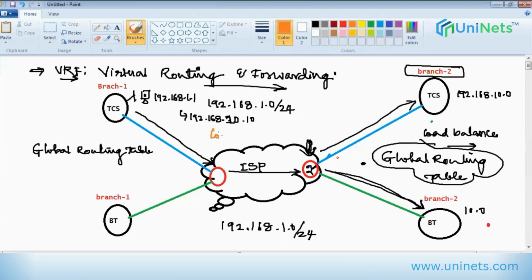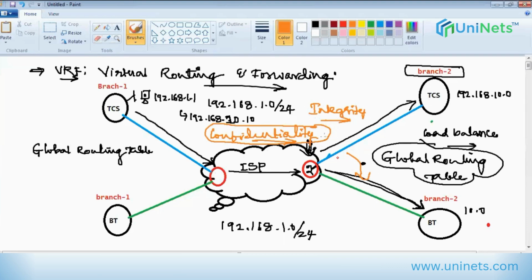What do we mean by confidentiality? We said that being a provider of the VPN service, we need to provide confidentiality. We need to provide integrity, everything. But at the very first step, we are losing confidentiality. Packets of one company are entering into another company's router.